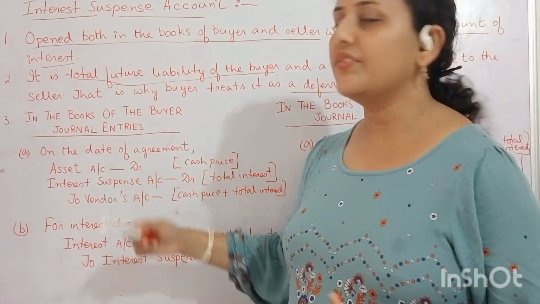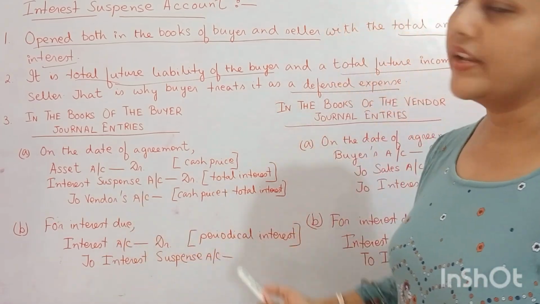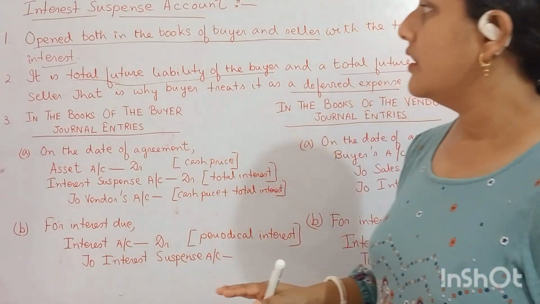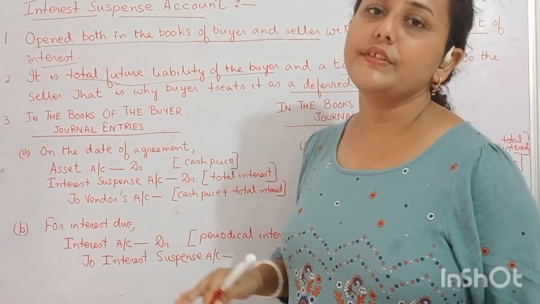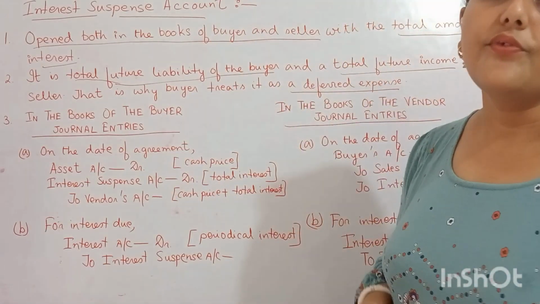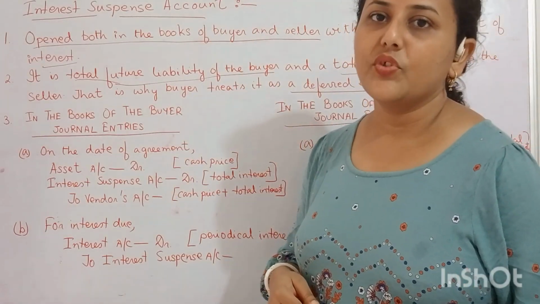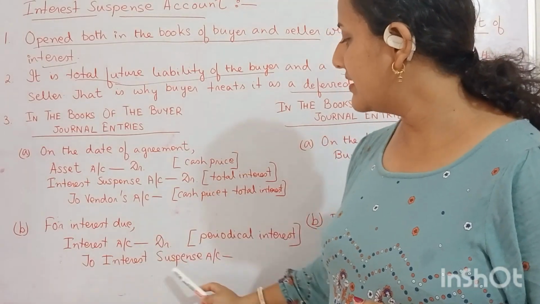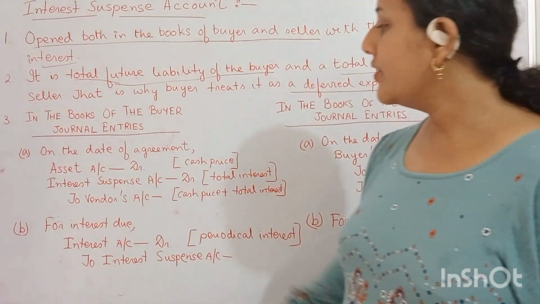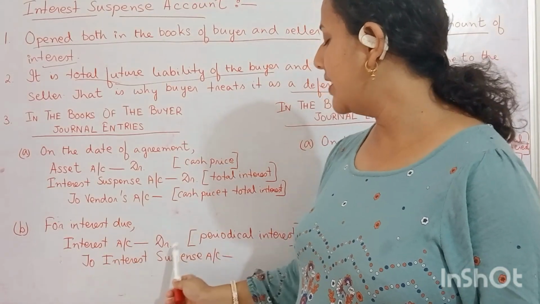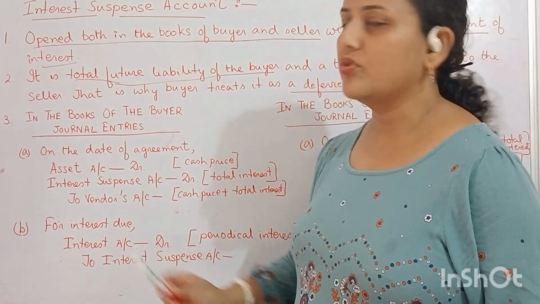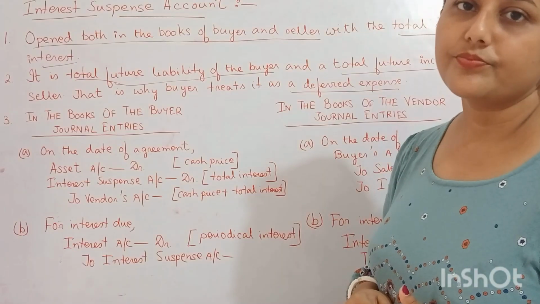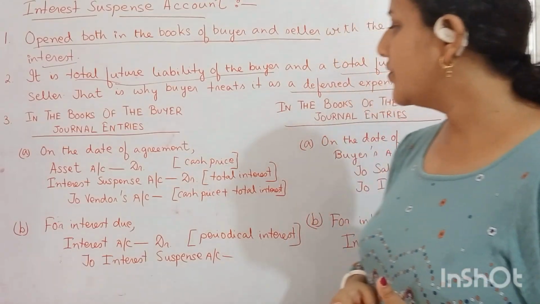So asset account debited, interest account debited to vendor's account. But it is very necessary, it is a rule, to open an interest suspense account in the installment system for the passing of journal entries. Later on this suspense account is cancelled, debit suspense and credit suspense. So for interest due, interest account is debited to interest suspense account, that is, interest is transferred to interest suspense account. Next entry is what?